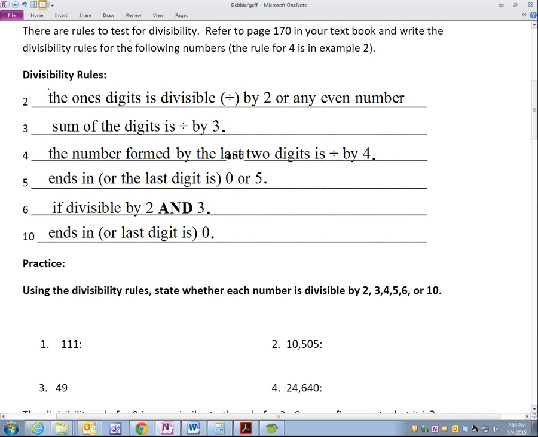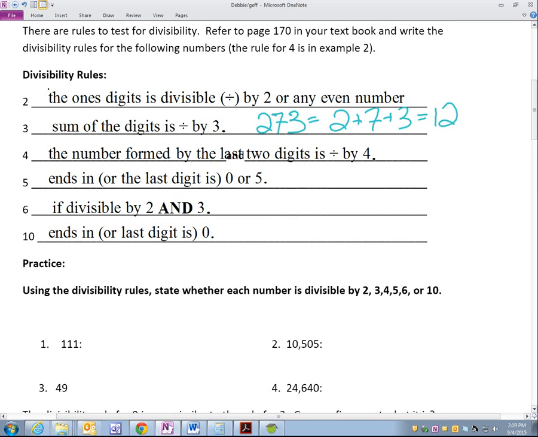So if I have 273, what I would do is test for divisibility by adding 2 plus 7 plus 3, which is 9 plus 3, which is 12. Is 12 divisible by 3? Yeah. So that means that 273 is divisible by 3.